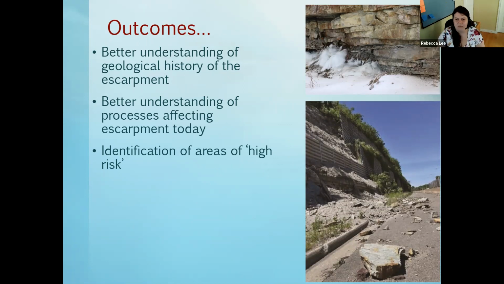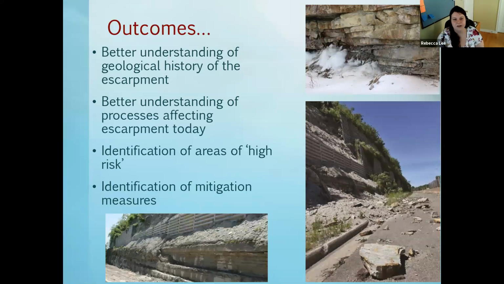Hamilton's had a lot of rockfalls in the last decade or two. And so it's kind of why are those happening where they are, and where are other areas we should be thinking about? And then finally, identifying some mitigation measures. Of course, there are mitigation measures in place already, but we want to know if those measures are the best possible way to protect the escarpment and the people who use the trails and the roads near it.